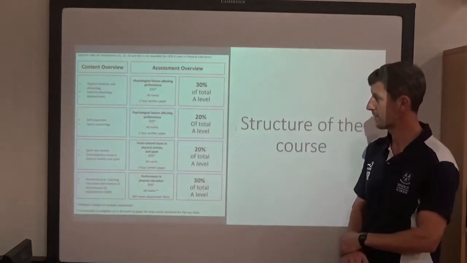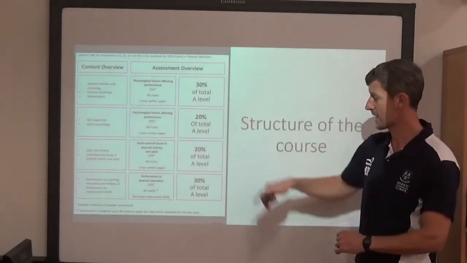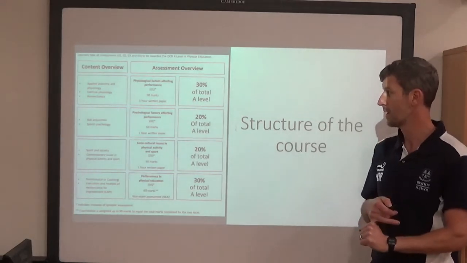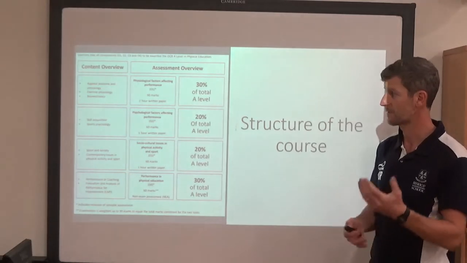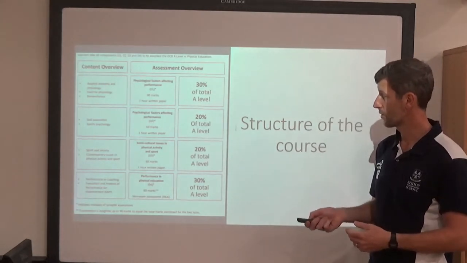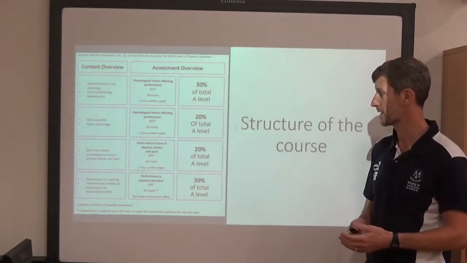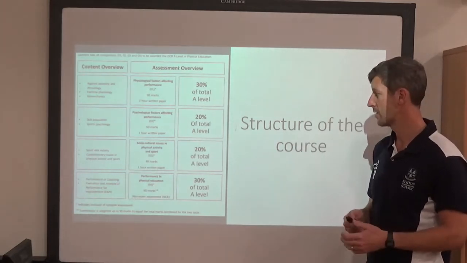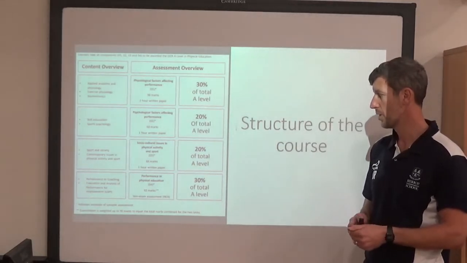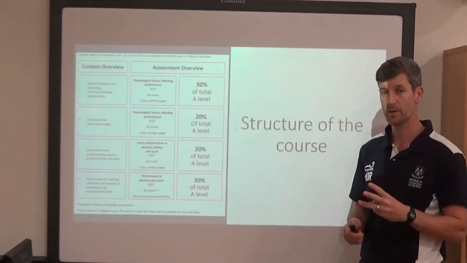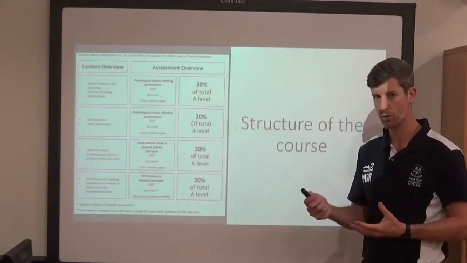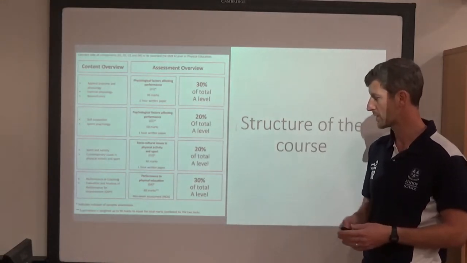The structure of the course is, there's four components to it. You're going to have three exams. The first component is physiological factors affecting performance. So that's anatomy and physiology, exercise physiology and biomechanics. That is a 2-hour paper, so that's the biggest paper. You've then got component two, which is psychological factors affecting performance. That's an hour paper. And then you've got component three, which is socio-cultural issues in physical activity and sport, which is again an hour paper. So those are the three papers that you will do at the end of the 2 years. You also then have a practical stroke coursework component, which is component four. So that's performance in physical education.